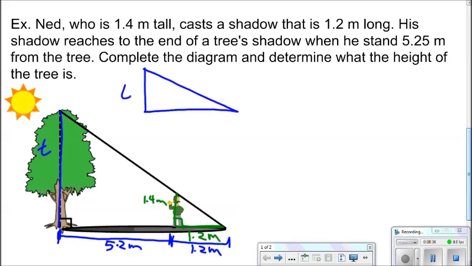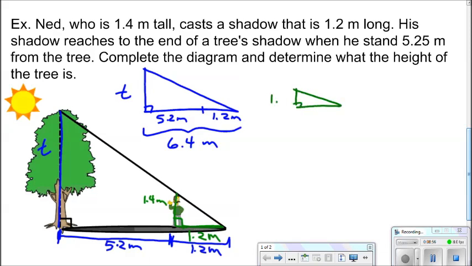So we're going to redraw the triangles again, labeling the important information. So this is the larger triangle for the tree, and so the full length of the tree shadow is 5.25 and 1.2. And we should point out that I made a mistake here. He is 5.25 meters, so that actually is 6.45 meters, his shadow. I will fix that in a couple seconds. I remember I went back and did that.